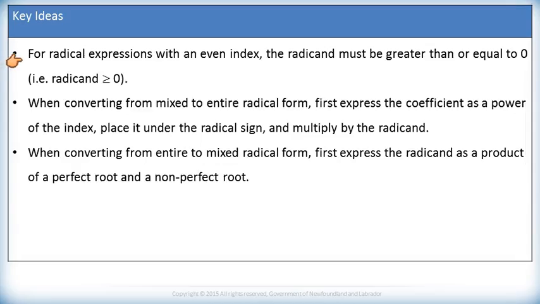In conclusion, if there's an even index, you must have a restriction on your radicand. When converting from mixed to entire radical form, first express the coefficient as the power of the index before putting it under the radical sign. And when converting from entire to mixed radical form, make sure you express the radicand as a product of a perfect root and a non-perfect root.